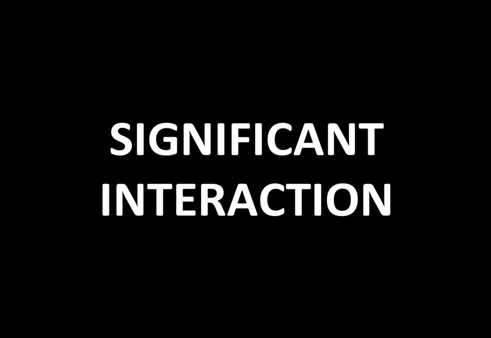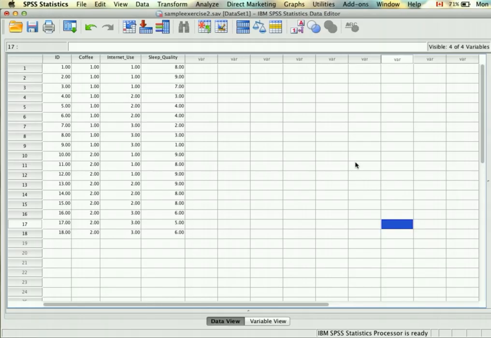Finally, we'll look at what to do when we have a significant interaction. So we just covered how to interpret the main effects in the event that we had a non-significant interaction. Now we'll talk about what to do if we do have a significant interaction.